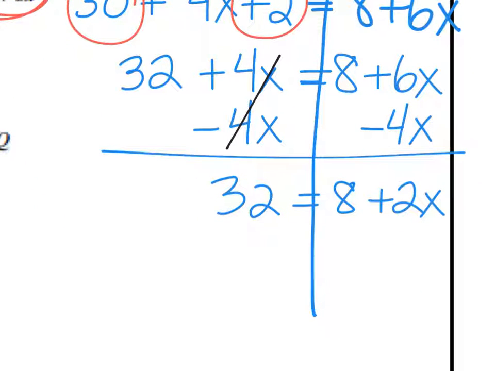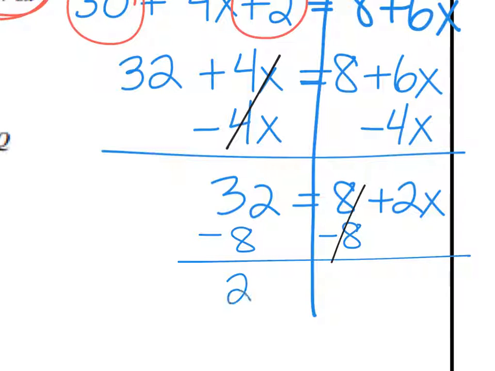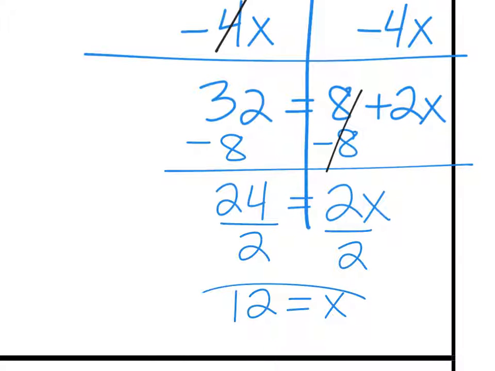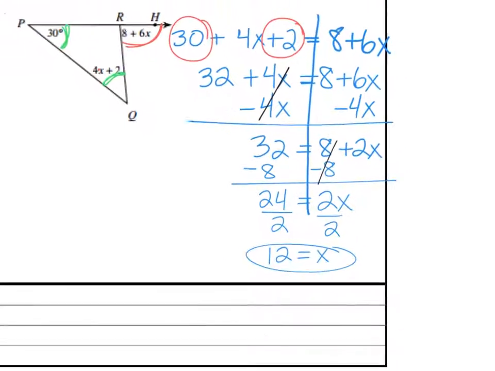Now we just got to finish solving this out. We're going to subtract 8 because it's positive, and we're trying to get the numbers away from x. 32 minus 8 is 24. And we'll divide by 2 because that's multiplication. Remember, that's not your final answer. You still got to plug it back in.